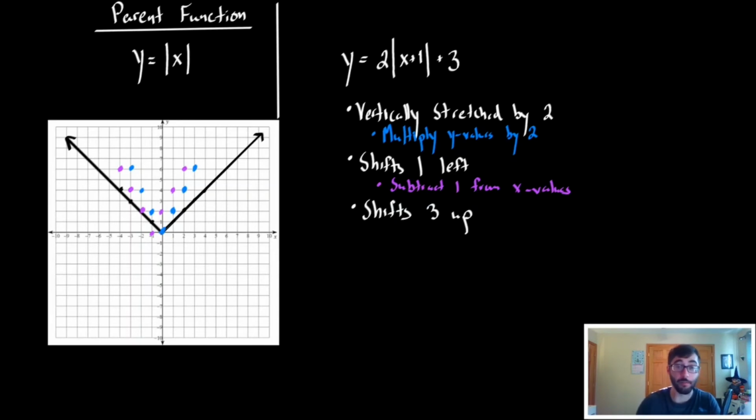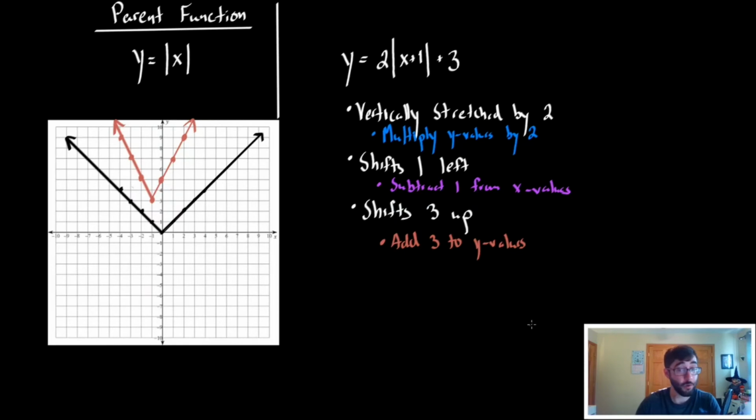I'm going to get rid of the blue points now since we've already covered those. And that is our graph. As you can see, the shift 1 left and shift 3 up is where my new vertex is. It is at -1, 3. So the horizontal and vertical shifts tell me basically exactly where my vertex is going to end up.